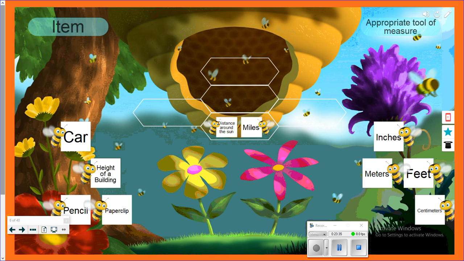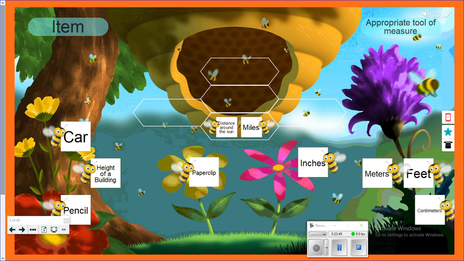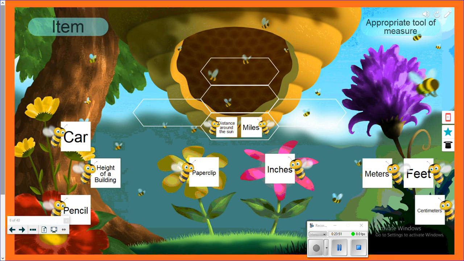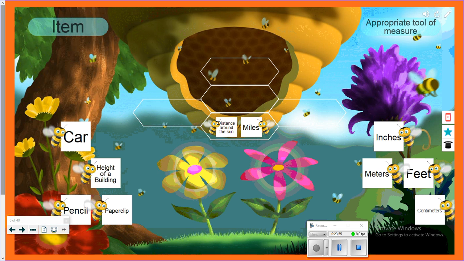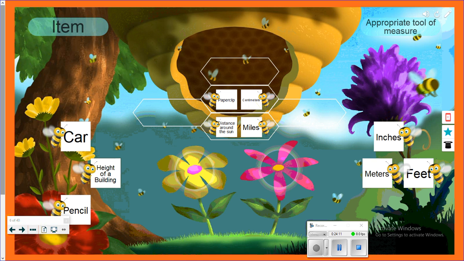All right, Emma, I want you to tell me what might be the most appropriate for a paper clip. Much smaller. So we have inches, meters, feet, and centimeters. Yeah, I know it. Paper clips are really small. Bailey, what do you think might measure a paper clip? Paper clips are very, very small. Something even smaller, let's see. Yes, centimeters, even smaller.